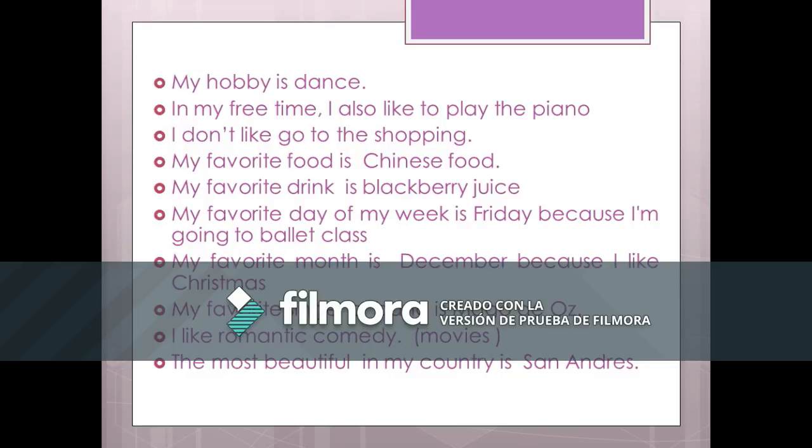My favorite singer is Jose Andreas and my favorite band is Mago de Oz. I like romantic comedy, fiction, and action movies. I don't like horror movies. The most beautiful place in my country is San Andrés.